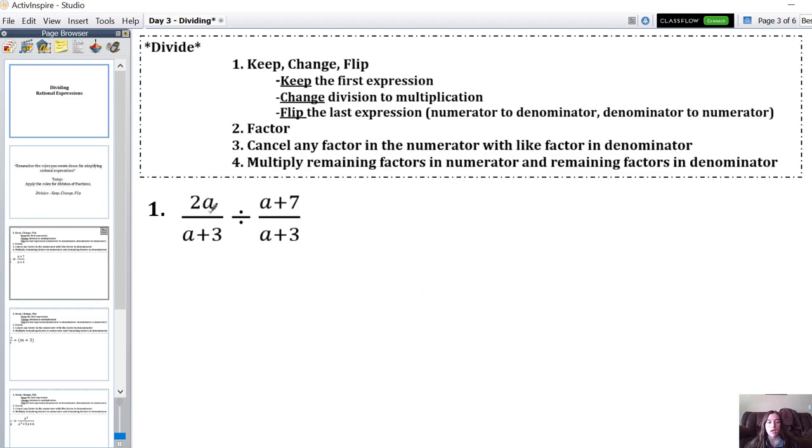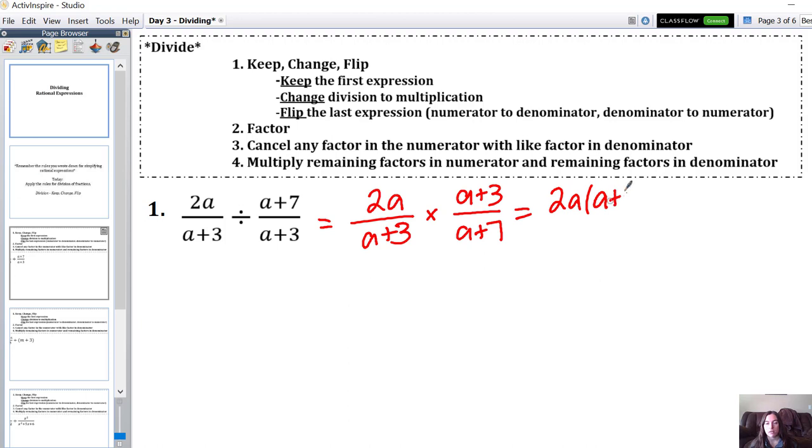In number 1, we have 2a over a plus 3 divided by a plus 7 over a plus 3. When we're dividing fractions, we're going to keep the first one. So we're keeping 2a over a plus 3. We're going to switch the sign from division to multiplication. And then we're going to flip the second fraction. So this will become a plus 3 over a plus 7. Now when we're multiplying fractions, you can just multiply straight across on the top and bottom. So this becomes 2a times a plus 3 over a plus 3 times a plus 7.